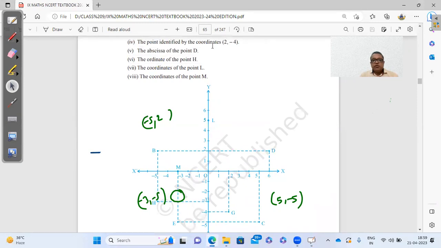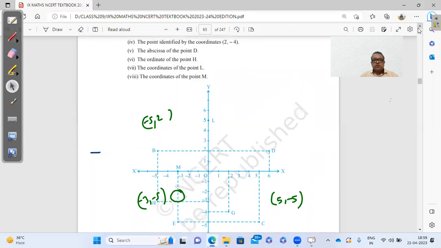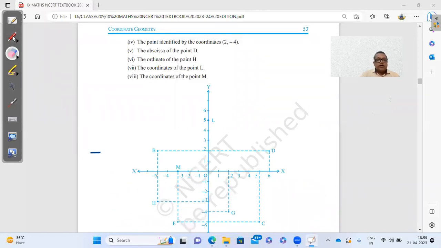Fourth part, the point identified by 2, -4. Now look at 2 and -4. That is point G. 2 is X, -4 is Y, so that is here. 2, -4 is point G.